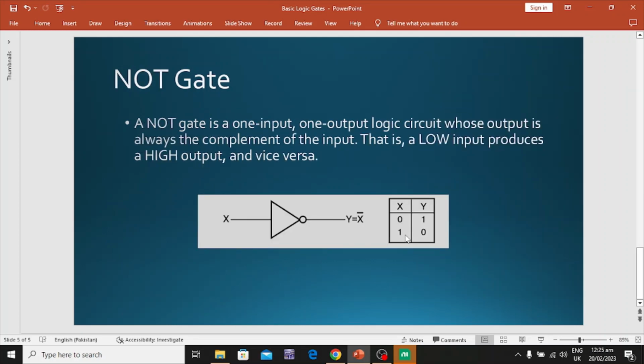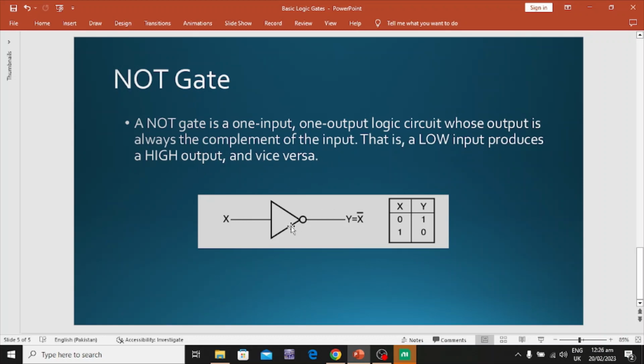NOT gate. The second name of the NOT gate is inverter. So it acts as an inverter. A NOT gate is a one input, one output logic circuit whose output is always the complement of the input.